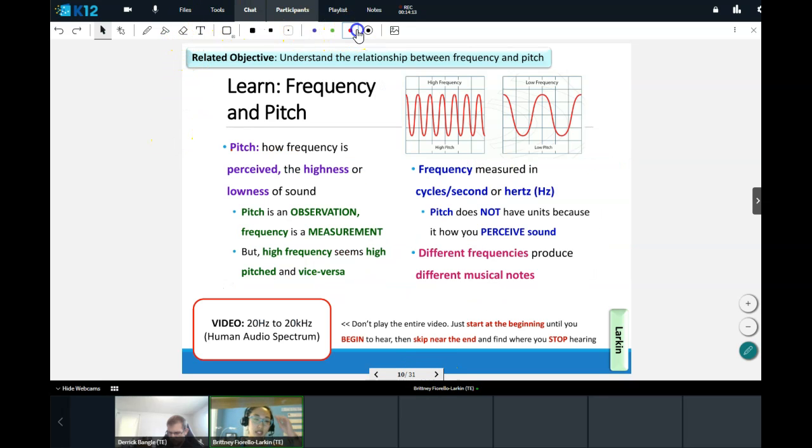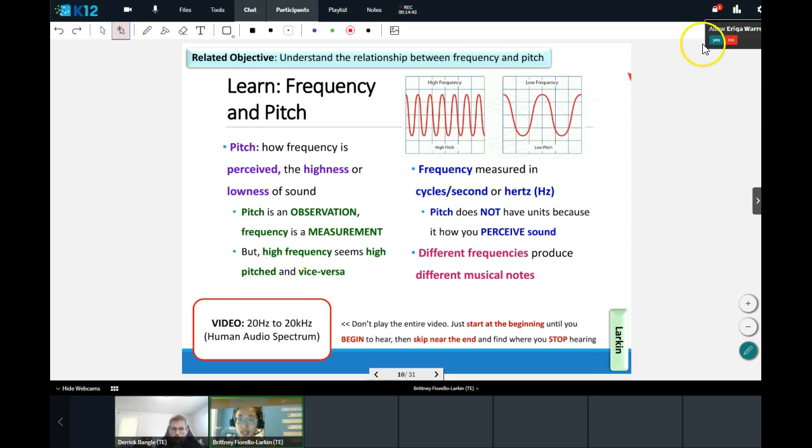Okay, so here's the deal. Pitch is how frequency is perceived, the highness or the lowness of a sound. Now, pitch is an observation, just like you observed with your ears: oh, that sounds high-pitched, or that sounds low-pitched. Frequency, on the other hand, is an actual measurement. Like we've been talking about, frequency uses hertz and numbers. So frequency is an actual number with a unit. However, they are directly correlated.